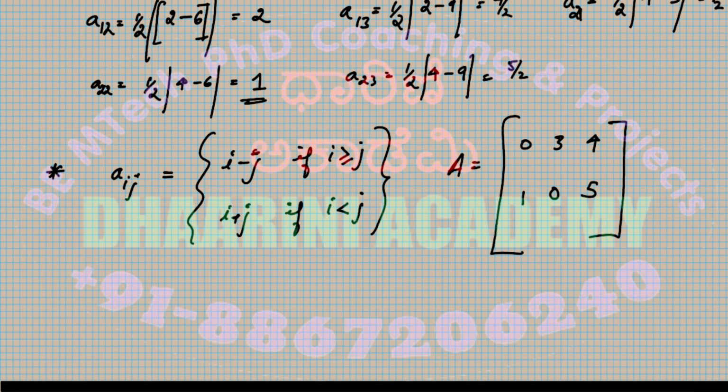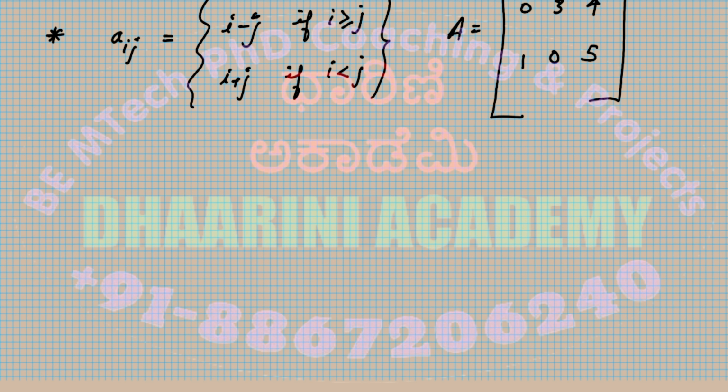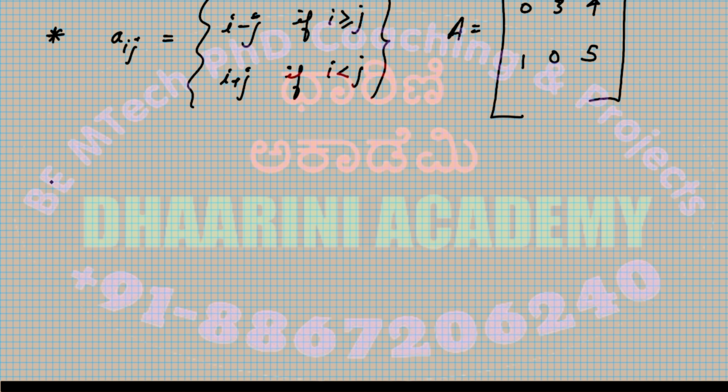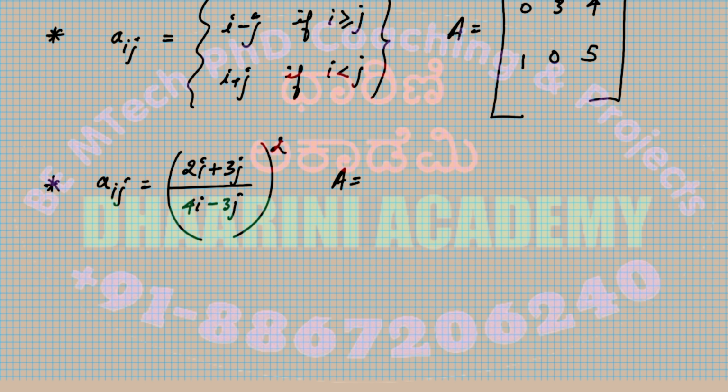Okay, the next one. Calculate this one. Aij is equal to (2i plus 3j) divided by (4i minus 3j), the whole square. Calculate this matrix.